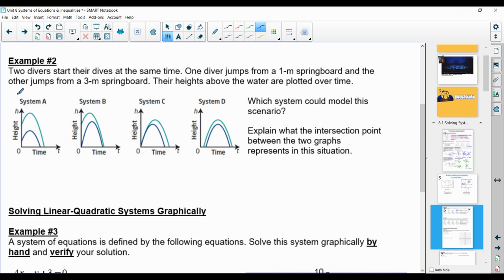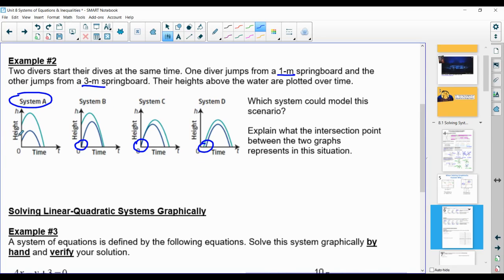All right, now in this case, our answer is system A. And so we take a look first again back at the question. We're told that one diver is taking off from a 1-meter springboard and one's taking off from a 3-meter springboard. Well, if we look at system B, one of the divers is taking off at 0, so that doesn't work. The next one, they're both taking off from 0, so that doesn't work. And this one here, it looks like they're taking off after time has already passed. And so this again does not make sense in the context of the question.